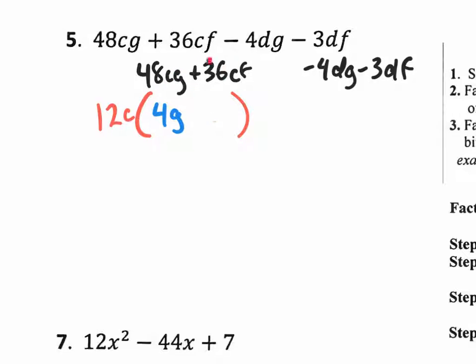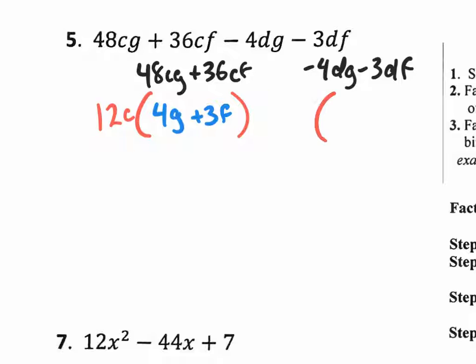12C times what would take you back to a positive 36CF? Well, 12 times 3 would get you back to 36, so you put a plus 3. That's where I made my mistake. On the answers I put in the back, I had a 6 here. 12 times 6 would be 72, not 36. My bad, I apologize. So this is where the mistake came from. Anyway, C times what gives a C? It's like a 1. You don't need to put it, but you do need an F, so 3F is your second term.